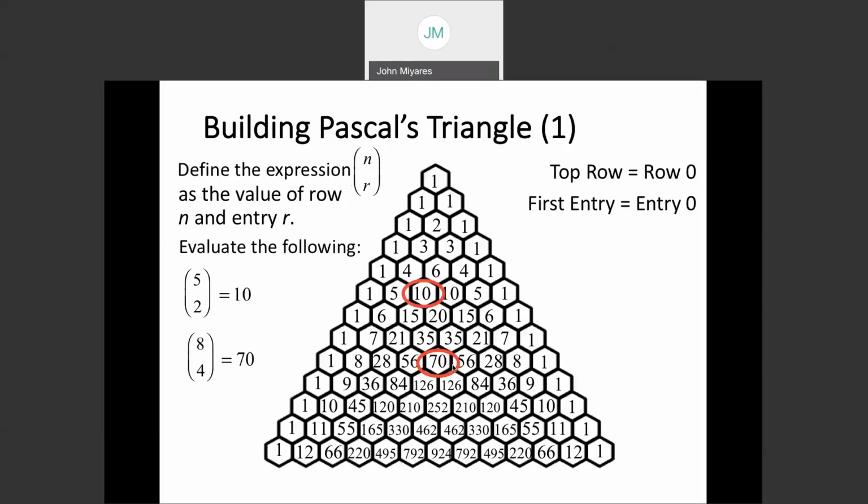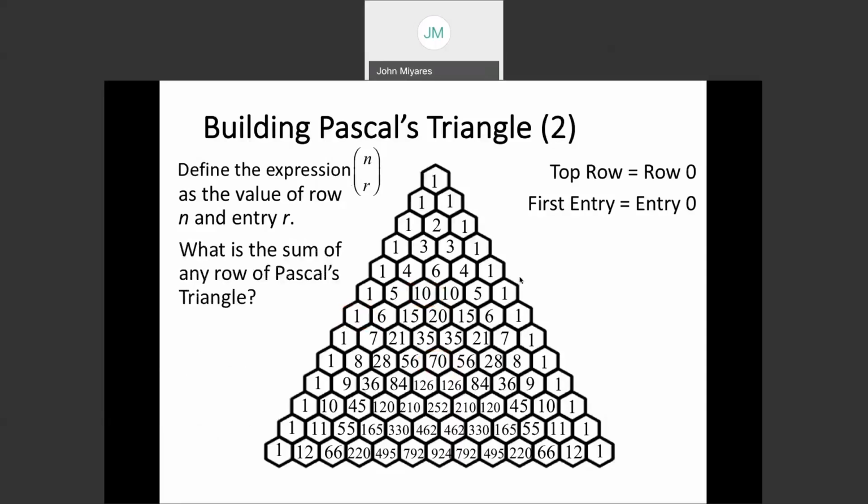Based on that, 8 choose 4 will be 70. The number of ways that I can have 8 things and choose 4 of them to do something without specific roles is going to be 70. Now, for 6 choose 0, we want to go to row 6, entry 0. Row 6 is the one that will start with a 1 and a 6, and entry 0 is going to be the 1 in that row. So 6C0 equals 1.